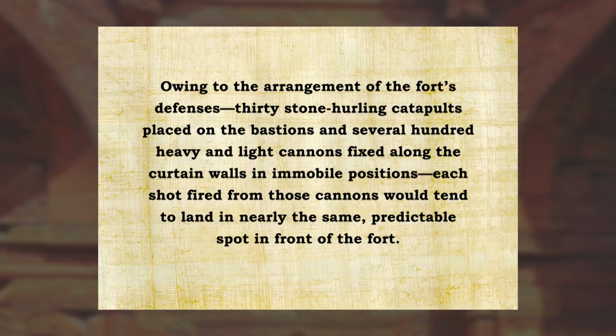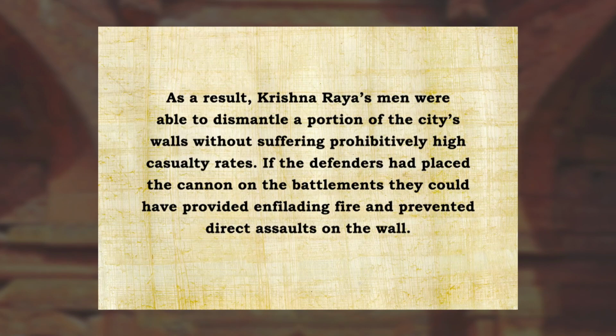The military engineers' conservative approach of mounting cannon on the fort's ramparts proved to be their own undoing. Owing to the arrangements of the fort's defenses, the 30 stone-hurling catapults placed on the bastions and the hundreds of heavy and light cannon being fixed along the curtain wall in immobile firing positions meant that each shot fired from those cannons would tend to land in nearly the same area. It was predictable. As a result, Krishnadevaraya's men were able to dismantle a portion of the city wall without suffering prohibitively high casualty rates. It would have been better to have mounted the heavy cannon on the bastions to provide enfilading fire, but this the Bijapur artillerymen had not done.